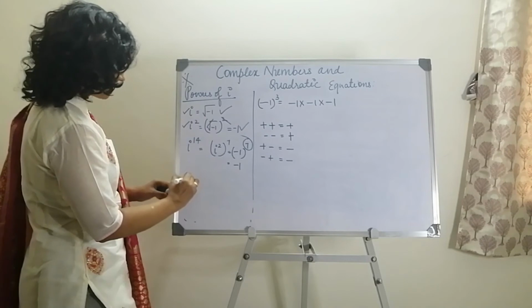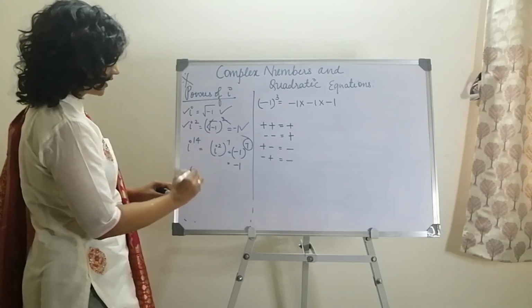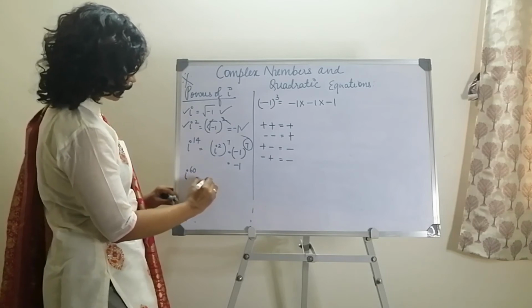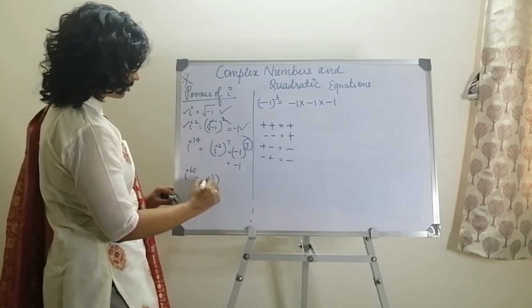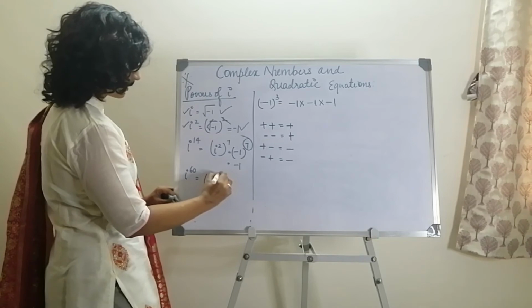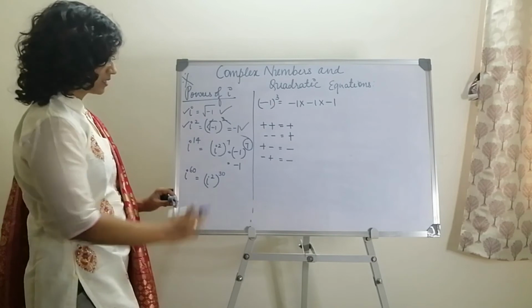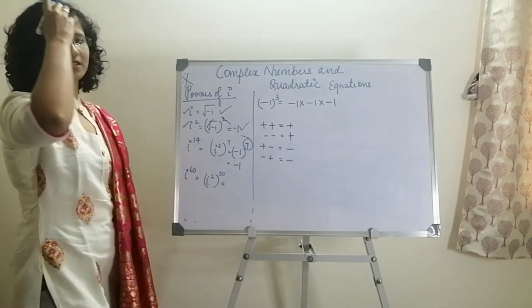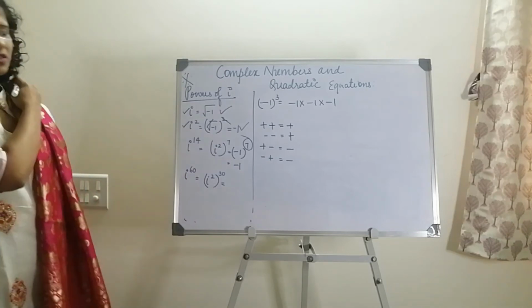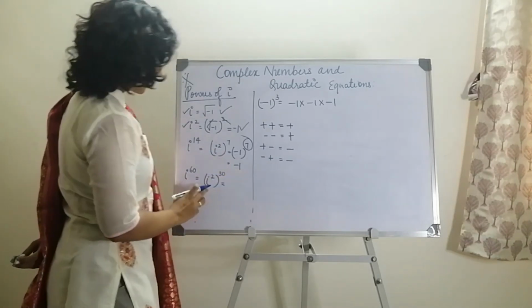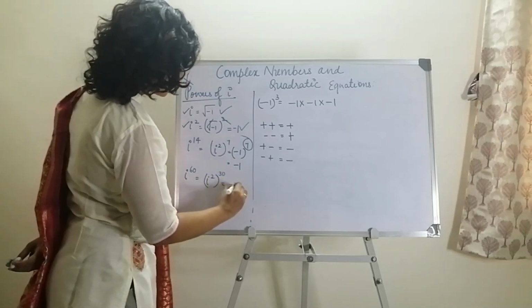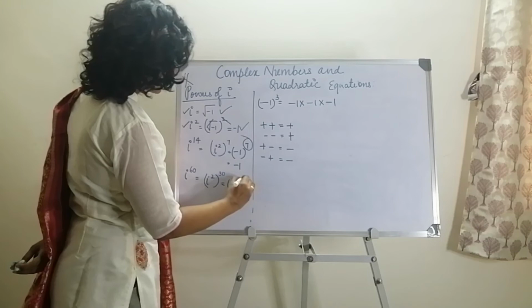So now, for example, if I have to find out i to the power 60, I to the power 60 can be written as i to the power 2 whole to the power 30. Correct? So when I multiply 2 and 30, I will get back my previous step, that is i to the power 60. We all know i square is equal to minus 1, so minus 1 whole to the power 30.